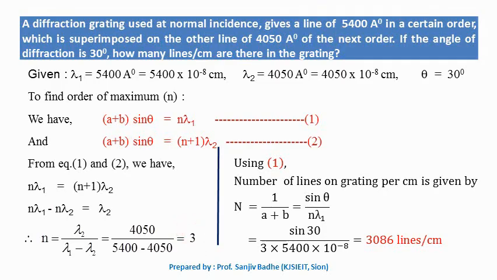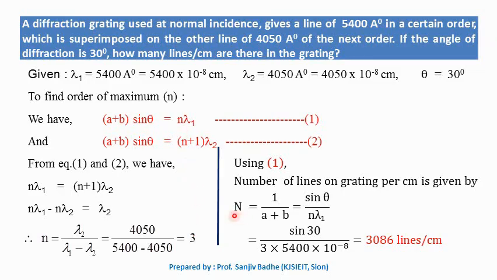Here two wavelengths are given, 5400 and 4050. Which should be lambda 1 and which should be lambda 2? The answer is in the formula for n, lambda 1 minus lambda 2. So lambda 1 has to be the greater wavelength, right? From here also you can make out n lambda 1 is equal to (a plus b) sin theta and (n plus 1) lambda 2 is equal to (a plus b) sin theta. Therefore lambda 1 has to be greater than lambda 2. So n is calculated as 3, and once you get the value of n, you can put it in either equation 1 or equation 2 to get the value of a plus b, and therefore the number of lines per centimeter.